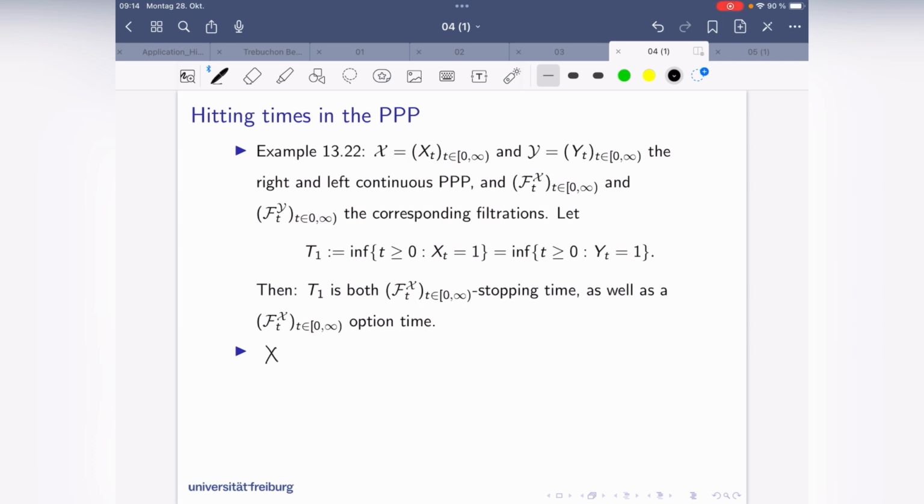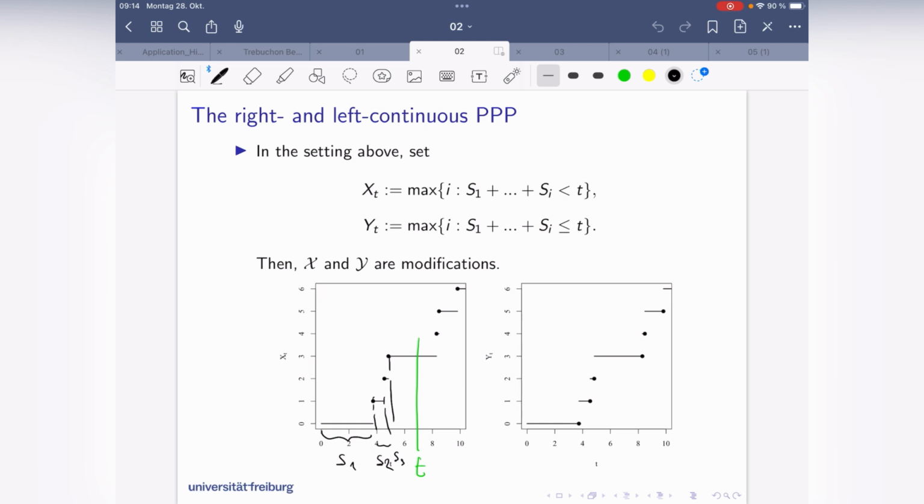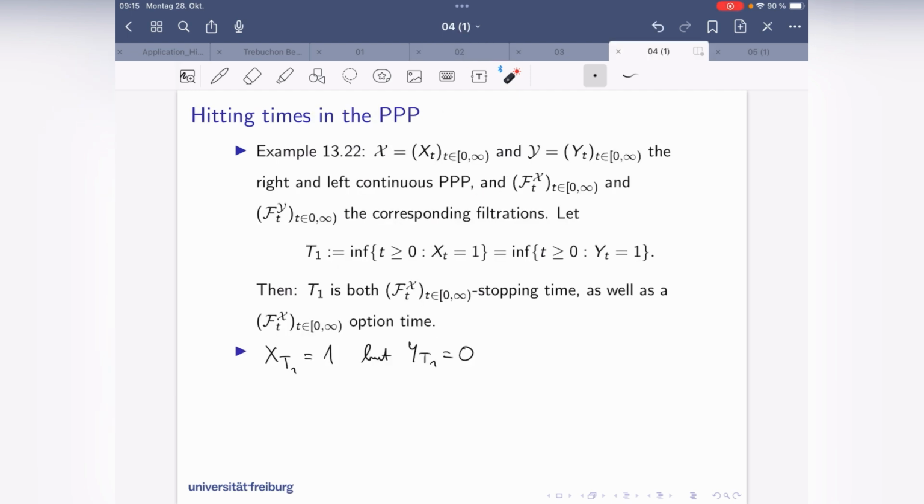We have here X at time T1 equals 1, but Y at time T1 equals 0, because the Y process at the first jump time is 0. And T1 less or equal than t, well, it's important to see that that's the same as Xt bigger or equal than 1. And Xt bigger or equal than 1, that's in the sigma algebra generated by Xs, s less or equal than t, which is FtX.